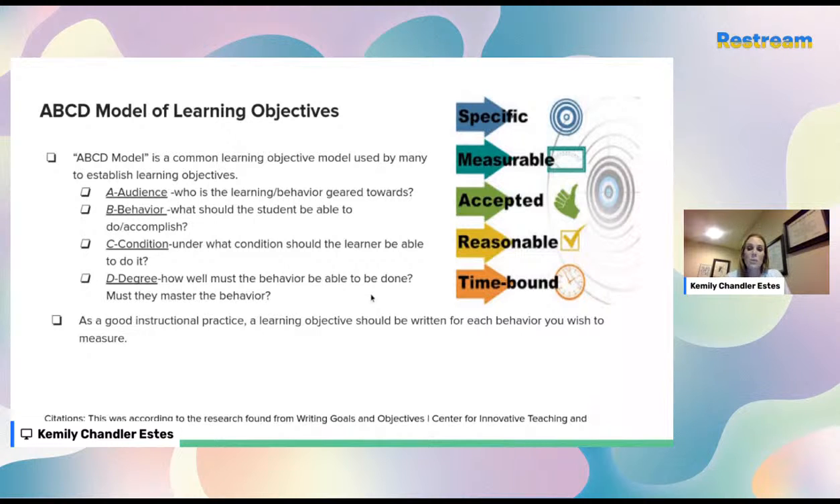That was an easy way for me to remember when writing learning objectives, or when I'm observing or evaluating a teacher who has written learning objectives. As a good instructional practice, a learning objective should be written for each and every behavior or lesson that you wish to measure. So if you're assessing something or teaching something, you should have a learning objective that goes along with that. That's just good instructional practice.